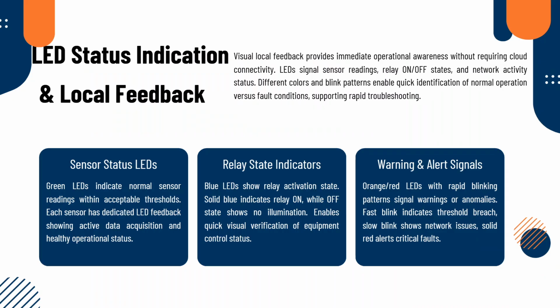Now moving to the next slide, LED status indication and local feedback. LED indicators are used to provide local feedback about the system. They show whether the system is powered on, whether the relay is active, and if any alert condition is present. This makes it easy to quickly understand system status without checking the dashboard. It also helps during debugging and testing.